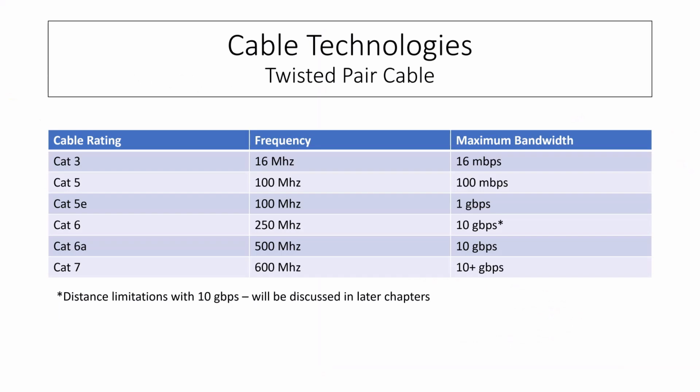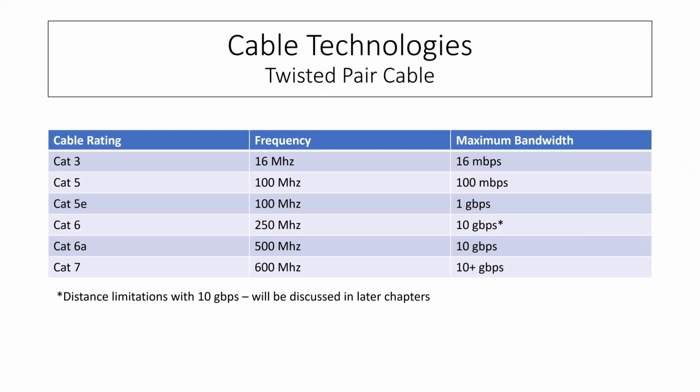Within our twisted pair cabling, we have different types of cable, and those different types are called categories. The categories are categories 3, 5, 5E, 6, 6A, and 7, and the maximum bandwidth they support is as follows. Category 3 supports up to 16 megabits of bandwidth. We don't find Category 3 around very often. It's usually in very old buildings and it's legacy.